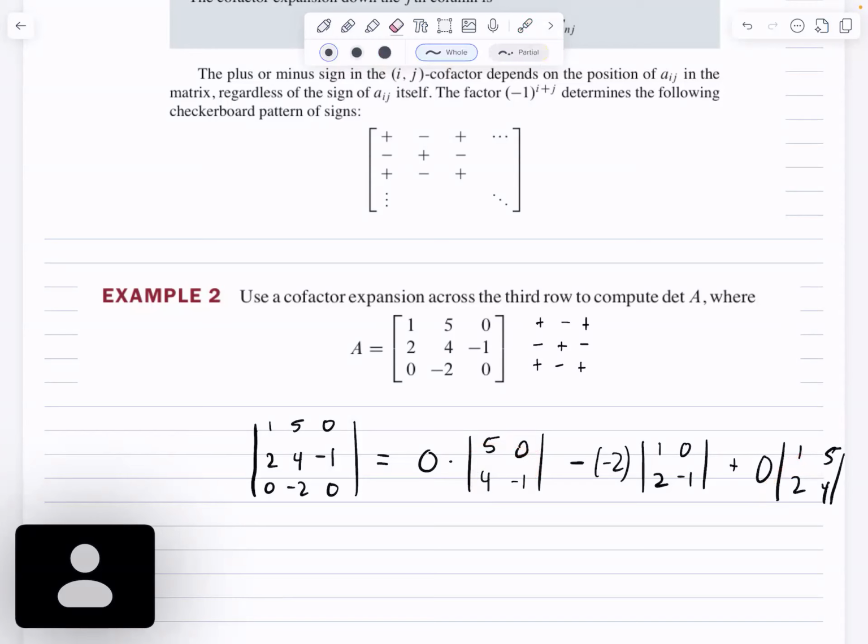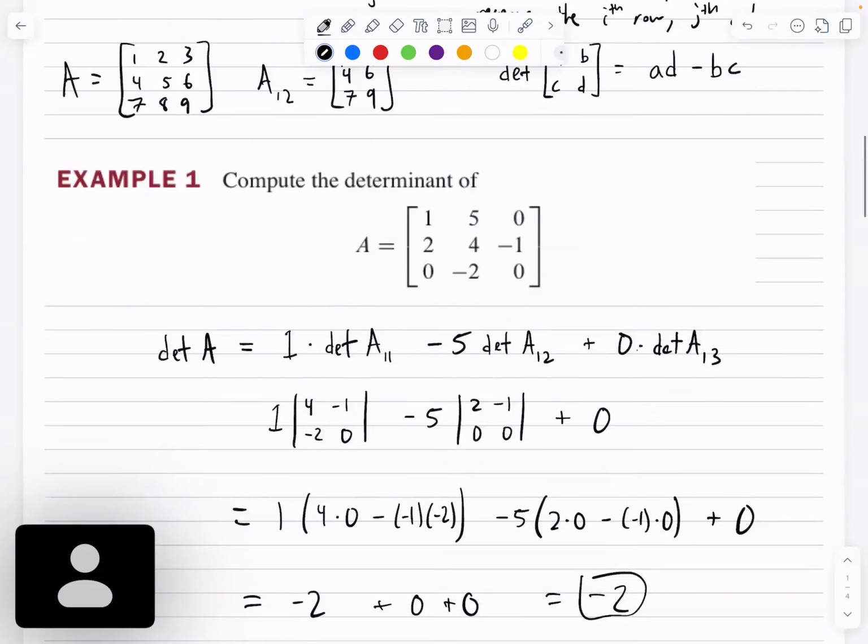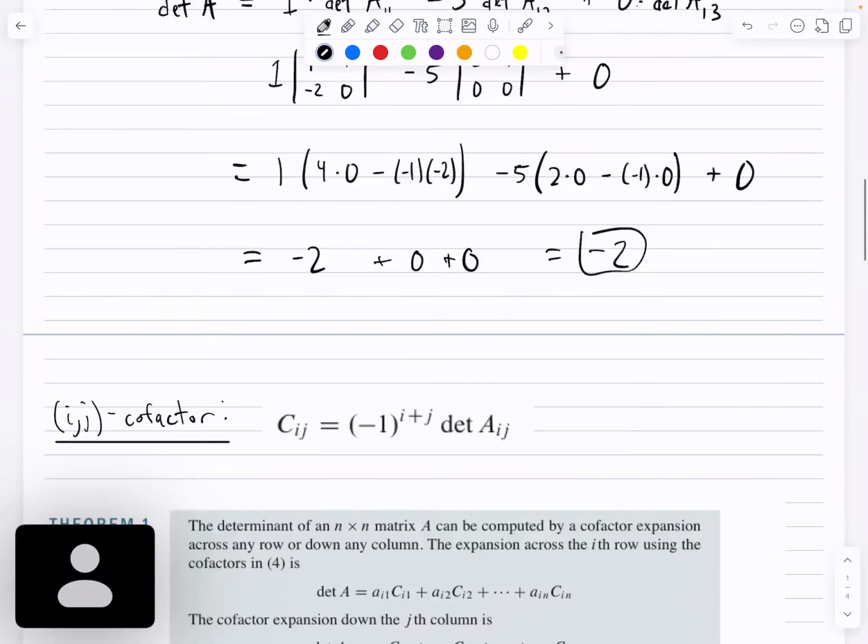And so this ends up just being 2 times the determinant of the second matrix, which is -1 minus 0. And so again, it's -2, which is what we got from before, I believe. Is that the same matrix? Yeah, it's the same matrix. And so we get the same determinant.